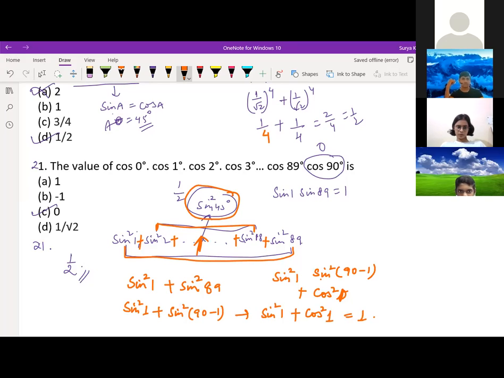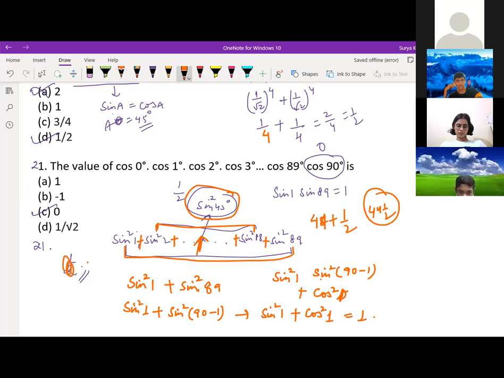Samarth, Drishi, what will be the answer for this then? You should add everything, right? 1 plus 1, how many times do you get? You get 45 times, and plus half is extra over here. 44 times. So the answer is 44 and a half. This is the answer. It's not 1 by 2.